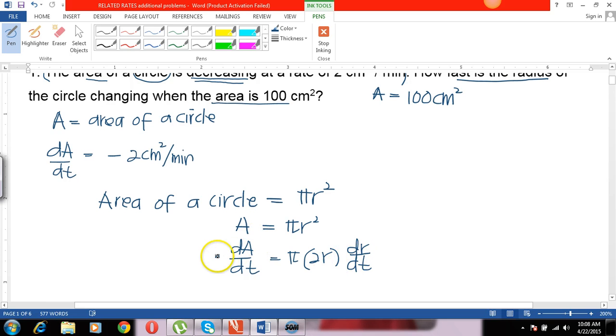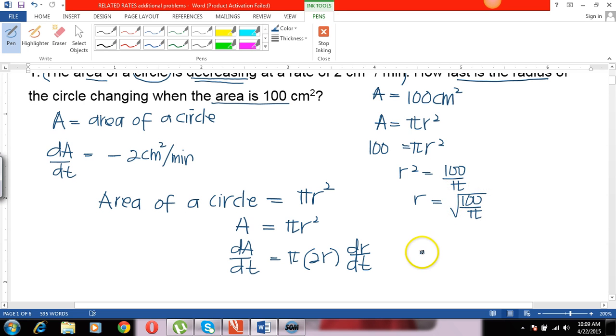Okay. So r is not given in the problem. But we know that the area is 100 cm square here. So from the equation A equal to pi r square, you can find the radius of the circle. So we have 100 equal to pi r square. So r square equal to 100 over pi, and r equal to the square root of 100 over pi.